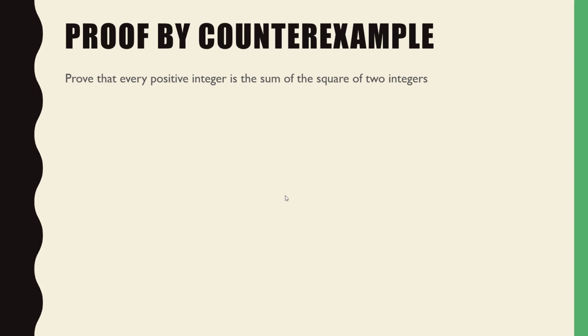Start small. If I started with the number 1, can 1 be the sum of two numbers squared? Does 0 count? Sure. So 0 squared plus 1 squared. Good. How about 2? 1 squared plus 1 squared. How about 3? Aha. Cannot be done with 3. There are no two numbers that you could square and add together to get 3. So what's our counterexample? Find one counterexample.